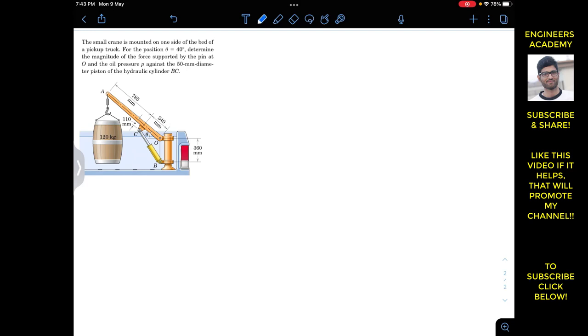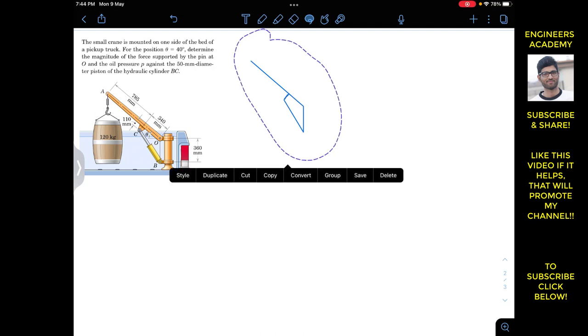Let me join this point O with A. This will be our OA line. And then let me join this BO line. We will have this line, and then let me join this BC. So we will join this BC, and then we will have this line. And then if I isolate this as a free body diagram, we have the geometry like this.